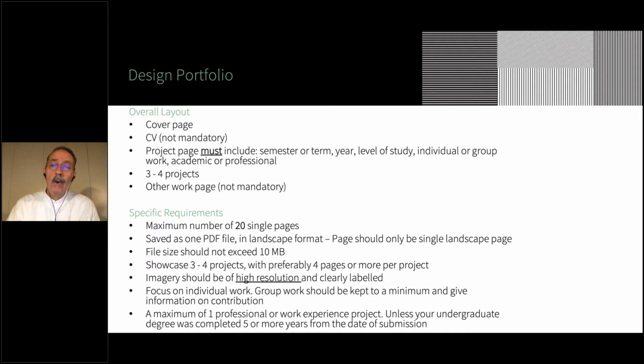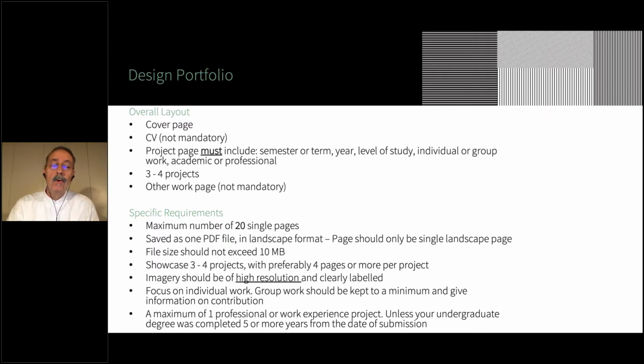Whether it was done by you as an individual or as part of a group, you should indicate what role you had within that. Also indicate whether it is academic work or professional work that you've done within an office. But in either case, particularly with professional work, you need to indicate what role you had in the production of that work.